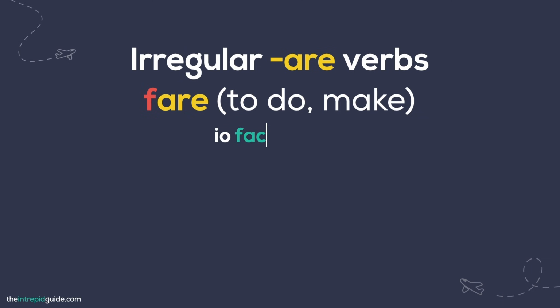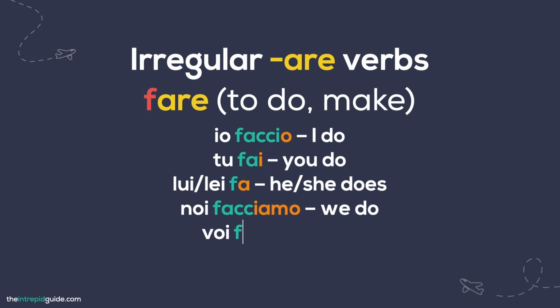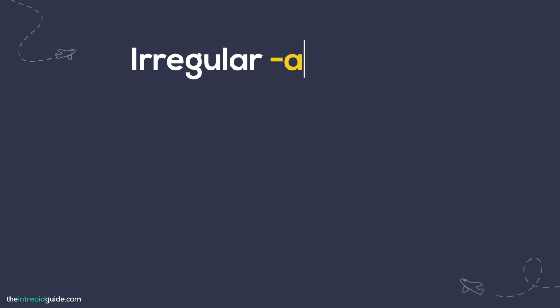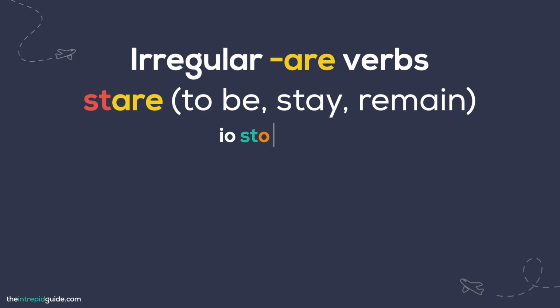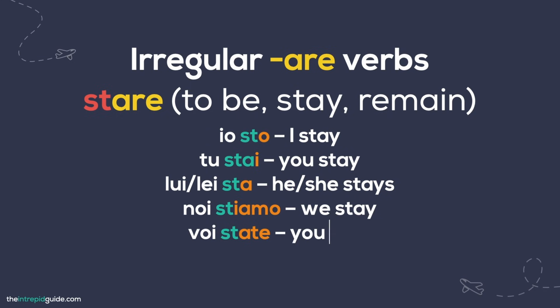So it's io faccio, tu fai, lui, lei fa, noi facciamo, voi fate, loro fanno. Then we have stare, which is to be or to stay and remain. We have io sto, tu stai, lui, lei sta, noi stiamo, voi state, loro stanno.